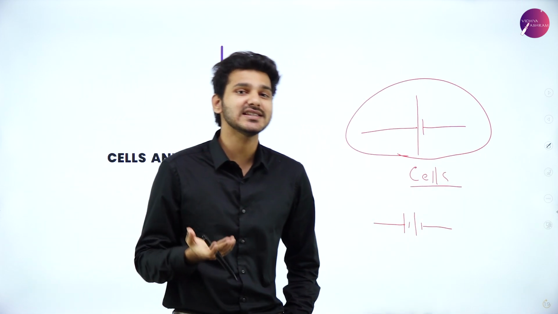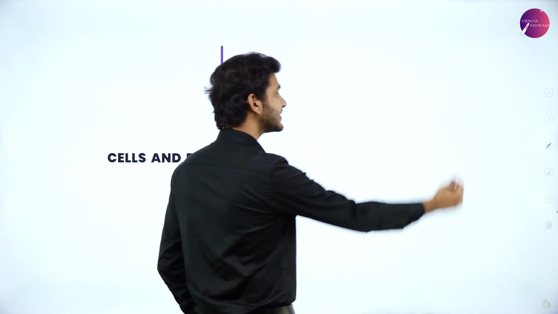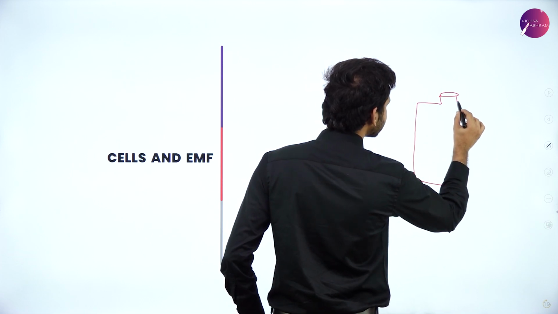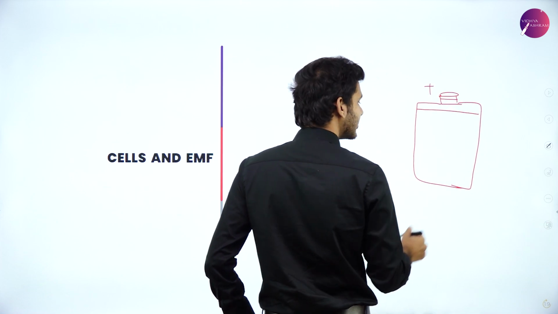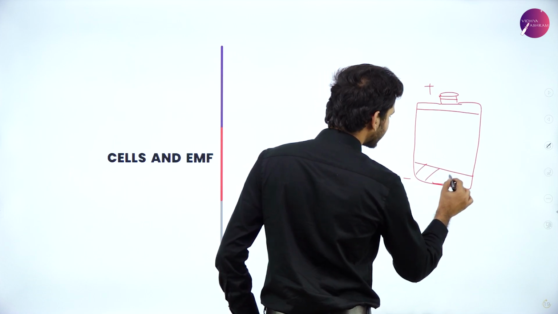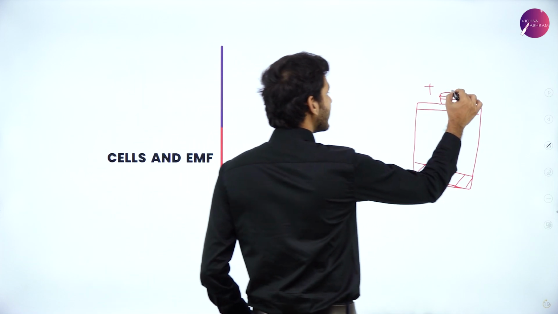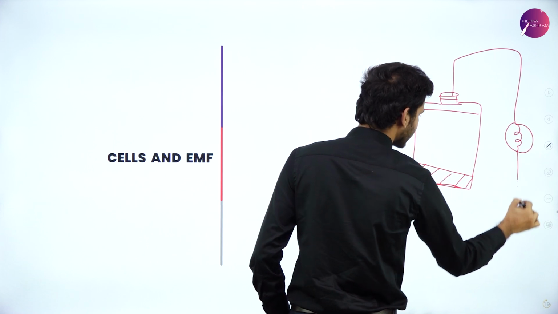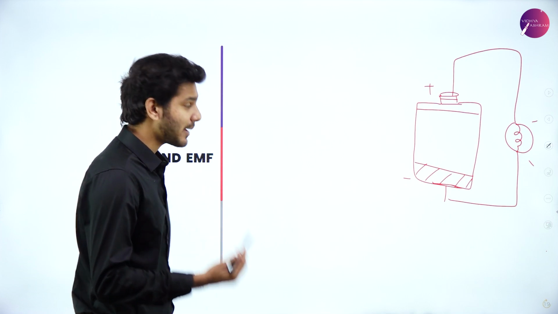So what exactly is a cell? A cell is essentially a battery. That is, if you go to a store and buy a battery, then you will get something like this, where this will be the positive terminal and this will be the negative terminal. When you connect this to anything, let's say a circuit connected to a bulb, then this bulb will glow. So what exactly is happening here?